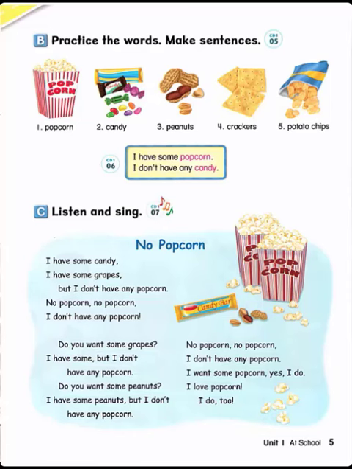Page 5. B. Make sentences. Number 1. I have some popcorn. I don't have any candy. Number 2. I have some candy. I don't have any peanuts. Number 3. I have some peanuts. I don't have any crackers. Number 4. I have some crackers. I don't have any potato chips. Number 5. I have some potato chips. I don't have any popcorn.